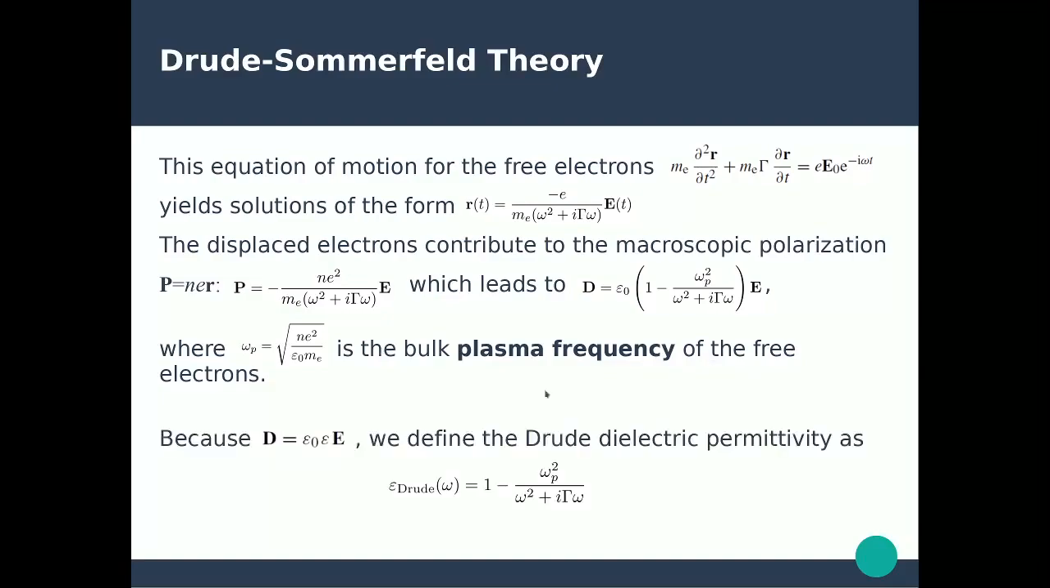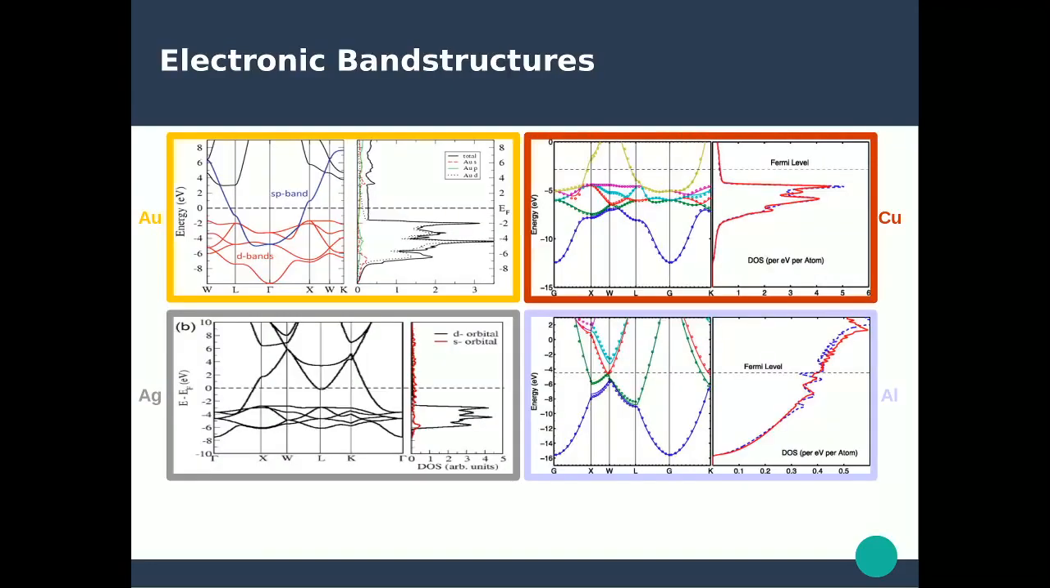Because the electric displacement can also be written as epsilon naught epsilon times E, if we compare this expression we obtained before to this, then it's very straightforward to see that epsilon is actually this quantity in the parentheses. So this is the Drude dielectric permittivity of this free electron gas. So we have 1 minus omega p squared, where omega p is the bulk plasma frequency, over omega squared plus i gamma omega. So this Drude model is a very simple model. It's just a harmonic oscillator model, but it works extremely well for metals.